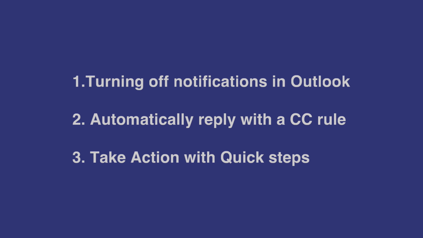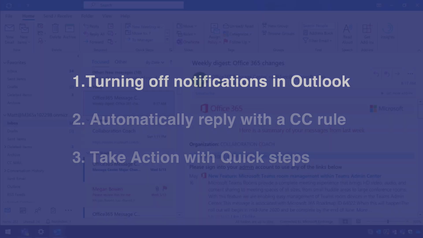Tip 1, turning off alerts in Outlook. One of the key things to being productive is to avoid distractions. One huge distraction we all face are notifications. Whether it's on your phone or social media, notifications are everywhere. So if you plan your day so you choose when to read your email, you don't need to be notified when email arrives. This tip shows you how to switch them off in Outlook.